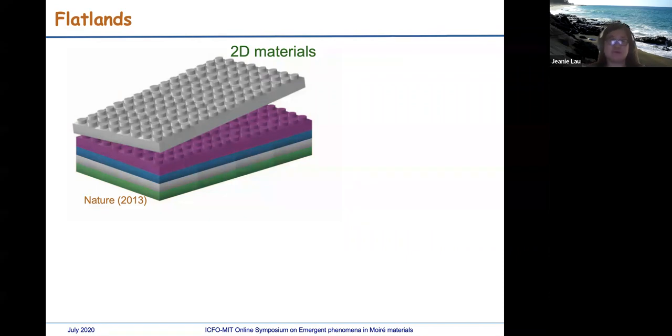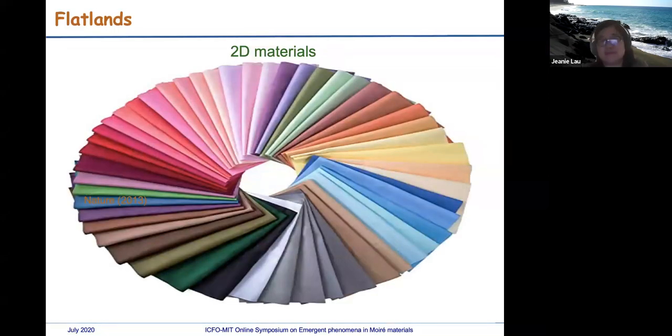This, of course, is true. But for Legos, there are only two positions you can stack them: this way, and rotated 180 degrees. My favorite analogy for 2D materials is that they're like fabrics. They're soft, stretchable, bendable, and you can have many different materials, represented by all the different fabric colors here, and you can make arbitrary twist angles between them.